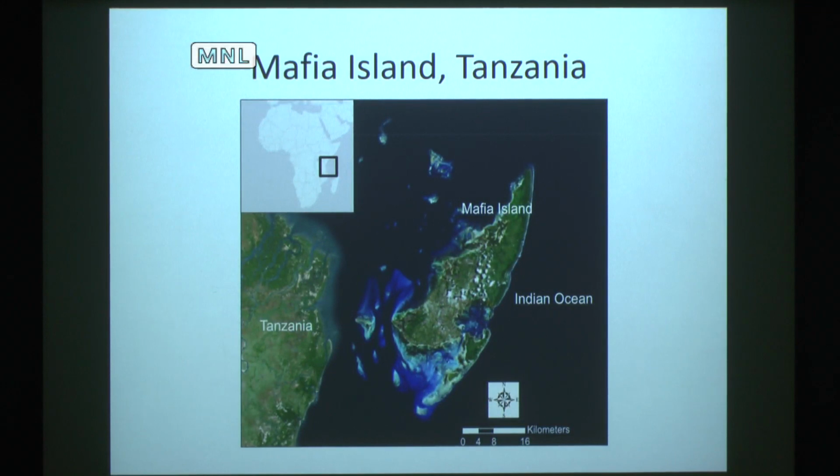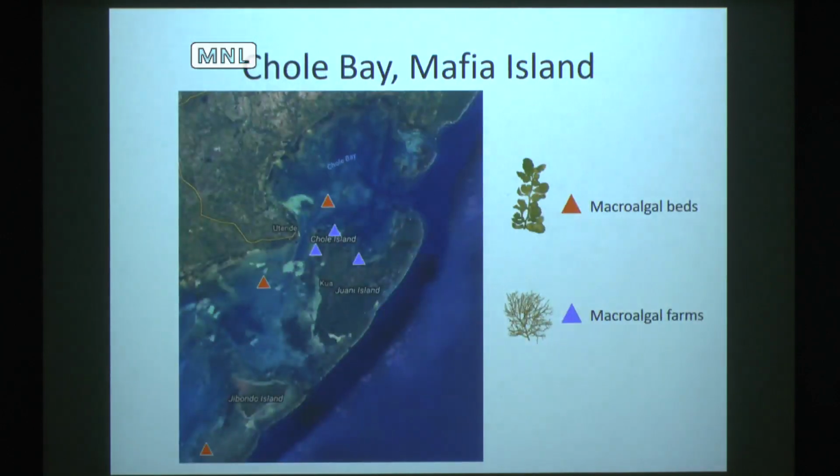So this study took place in Mafia Island, and Mafia Island is located off the coast of Tanzania in East Africa, and it's a beautiful place. And we focused on this location called Chole Bay. And for this study, I selected 3 sites that had 3 macroalgal farms and 3 macroalgal beds.